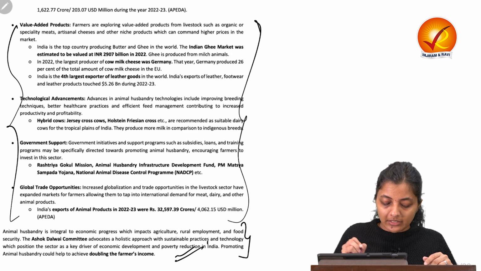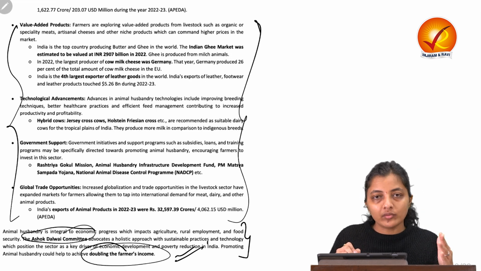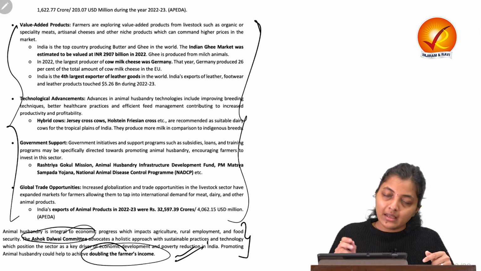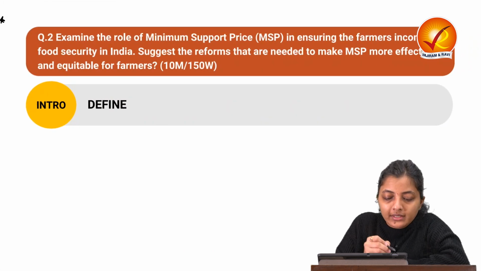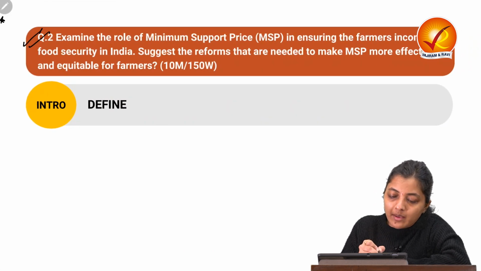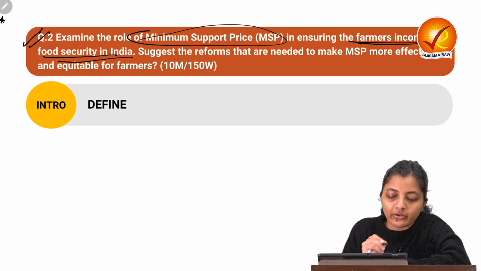Finally, ending with the conclusion, the Ashok Dalwai Committee and doubling the farmers' income: we need to diversify the farmers' income alongside this crop production. Moving on to the next question. We need to examine the role of MSP in ensuring the farmers' income and food security in India.